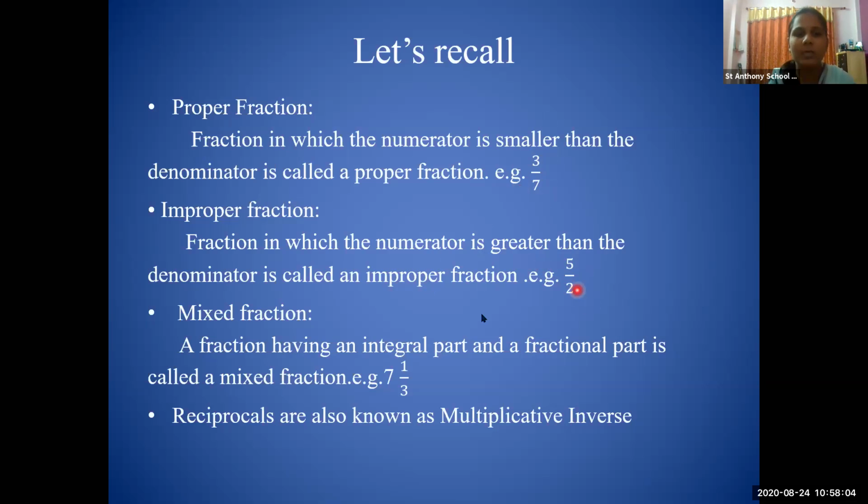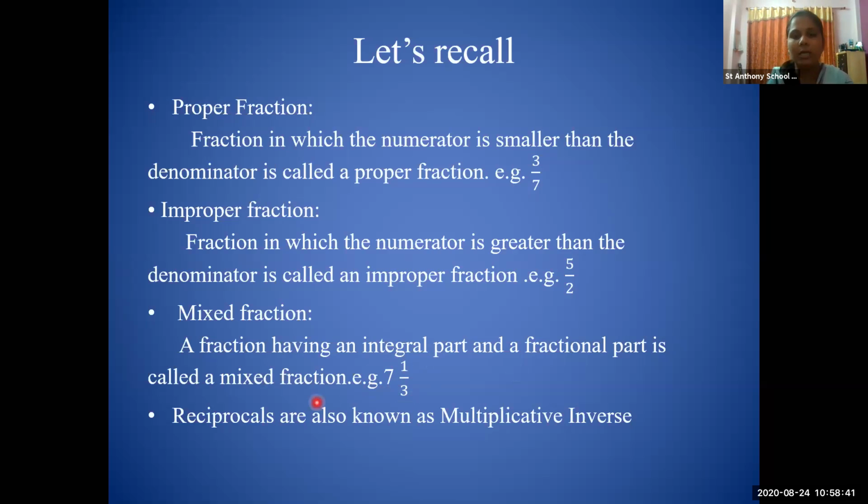Now what is meant by mixed fraction? A fraction having an integral part and a fractional part is called a mixed fraction. For example, 7 and 1 upon 3. Here 7 is the integral part and 1 upon 3 is the fractional part. So a fraction having an integral part and a fractional part is called a mixed fraction.